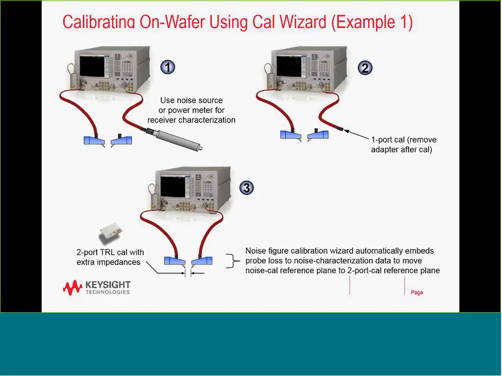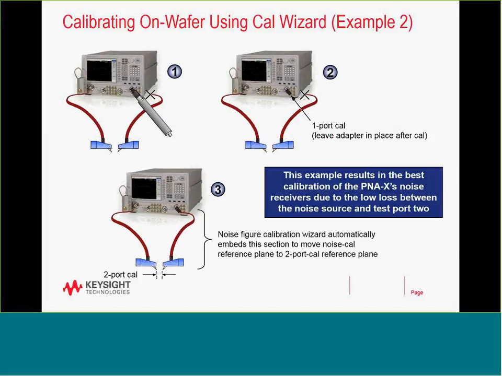So look at how we would do that. We calibrate on wafer with a noise source or power meter, depending on which technique you want to use. You do a full 1-port cal at that interface with the noise source, do your TRL on wafer, and extend the noise cal out to the probe tip. So that is a very full technique. Here's another example, which is slightly better, where we do the noise power cal right at the test port and then do a vector cal and extend the noise reference plane out to the device under test.